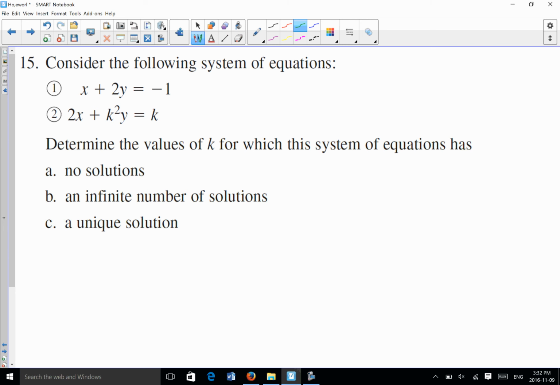Number 15, we're asked to consider the system of equations. And we'll look at the values for k, like we did earlier in the previous question.